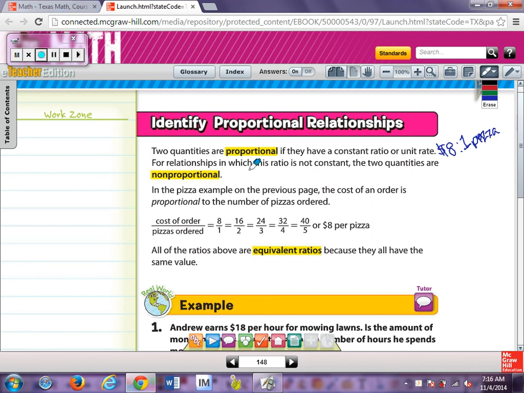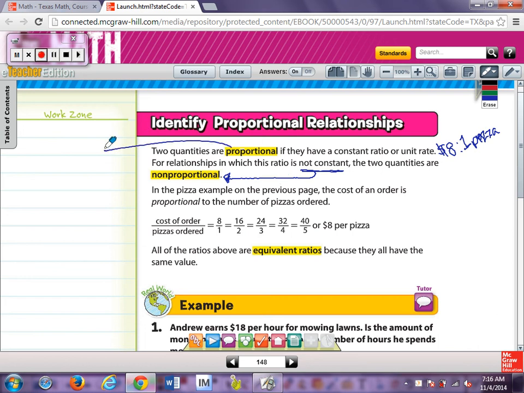For relationships in which the ratio is not constant, this is also just as important, the two quantities are called non-proportional. So when they're not constant, non-proportional. You may have some different ratio. It may be changing in a totally different way. If it was not always the same exact way, it's not proportional.